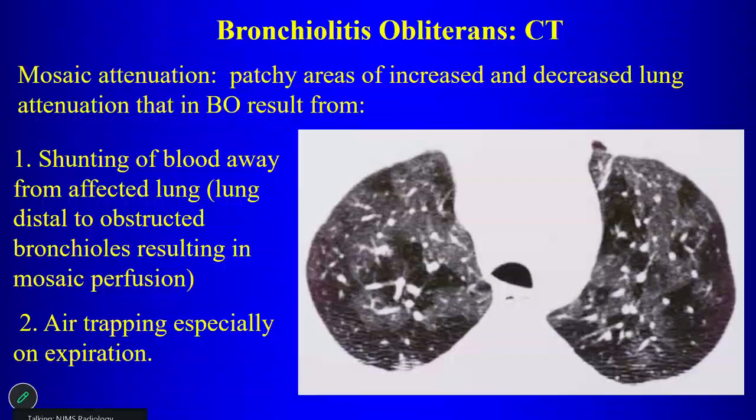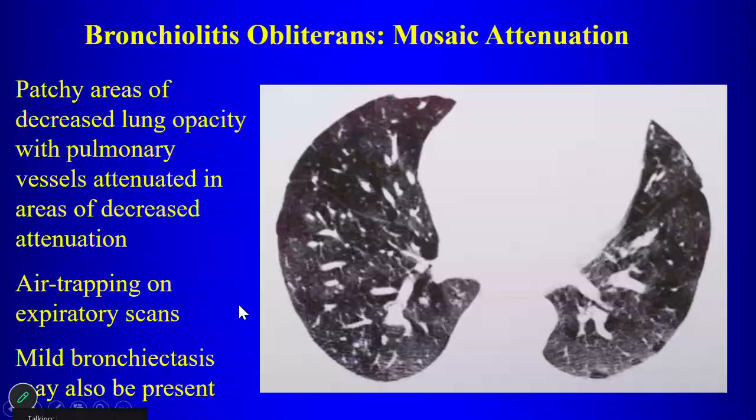Expiratory views. Yeah, so you want to do inspiratory and expiratory views, right? Because you're looking for the air trapping, right? And the best way to see that is on your expiratory views. So it's important to include expiratory views in your protocol if you're looking for small airway disease or bronchiolitis obliterans. Right? Mosaic attenuation can be subtle if you're only looking at inspiratory views, right? So we're familiar with what that looks like.